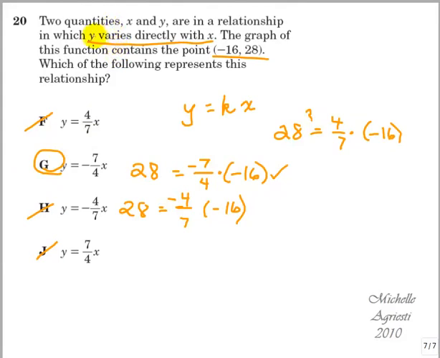Just on a side note, if it said y varies inversely with x, we would have y equals a constant divided by x. Varies directly is the constant times x, and inversely is the constant divided by x. I think you'll find that in some of the science problems.